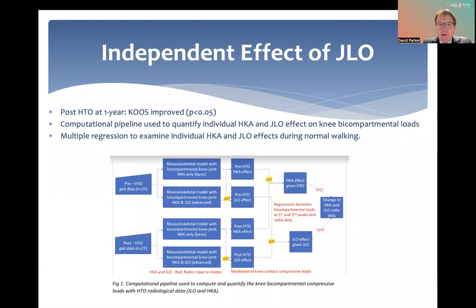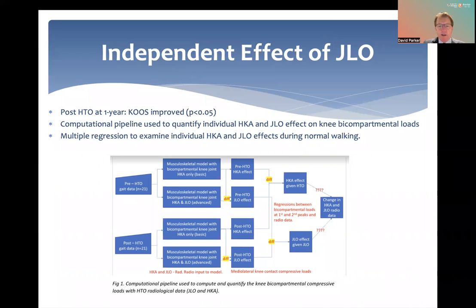So when we did this, we looked at a computational effect using a modeling approach to look at the independent effect of the joint line obliquity, and we looked at patients at 1 year post osteotomy. We used a computational pipeline to quantify the individual effects of changing the alignment and changing the joint line obliquity. And we used a regression analysis to examine these independent effects.